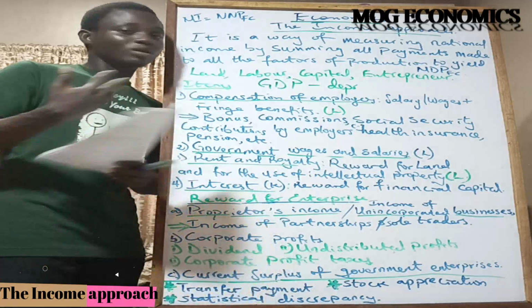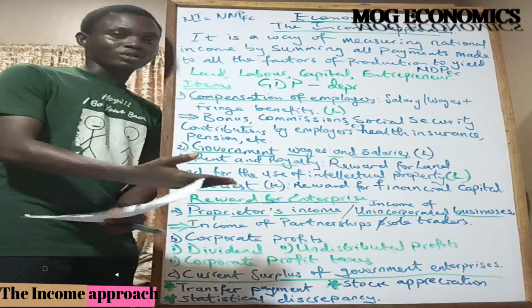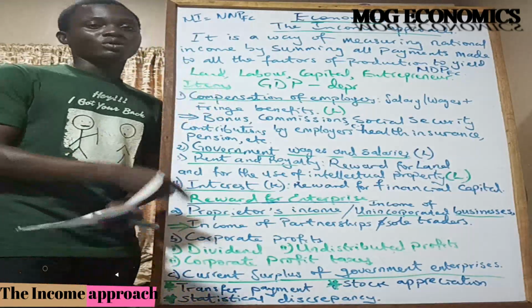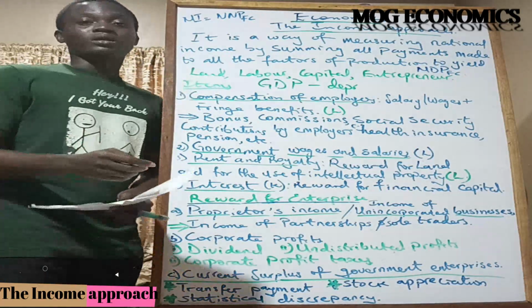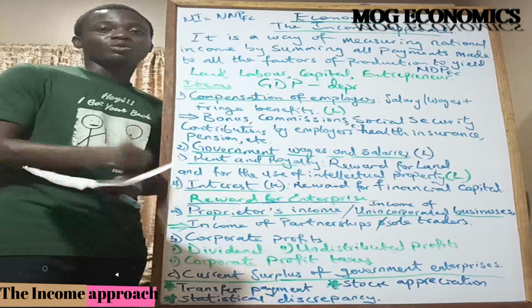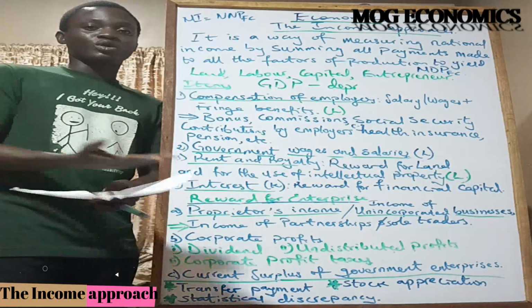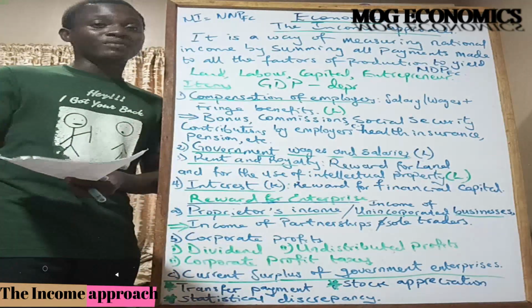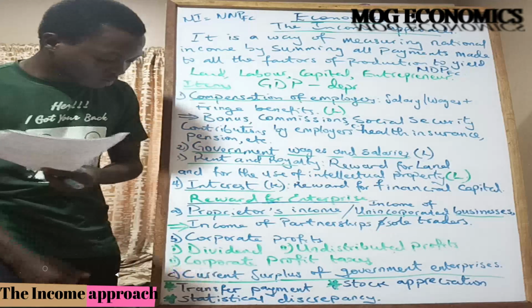So what is left is not called a profit, what is left is called a surplus. So that is why we have current surplus of government enterprises. All right, so that's one too. It's also a reward for government enterprise, which you also add to the income approach in case you have it as an item in your question.